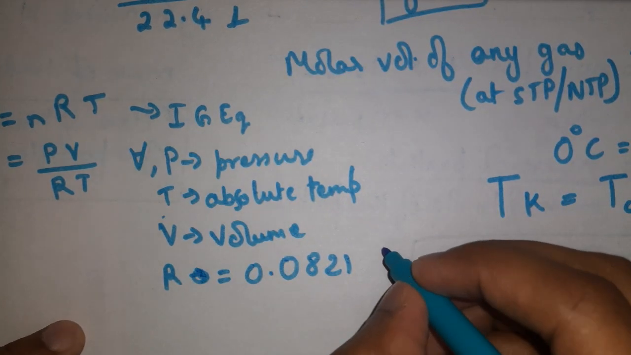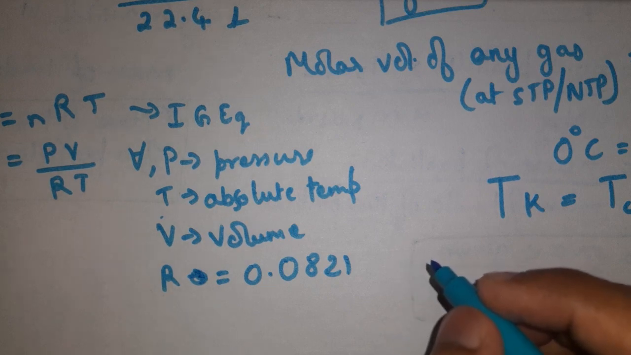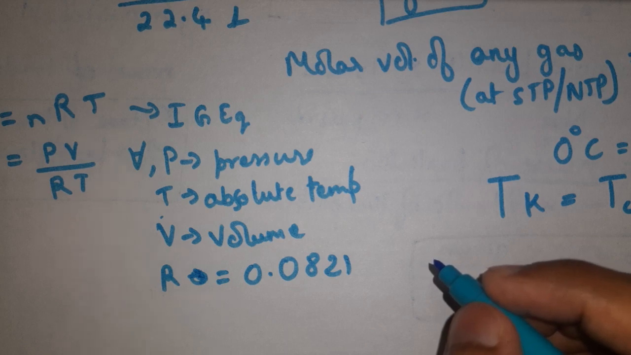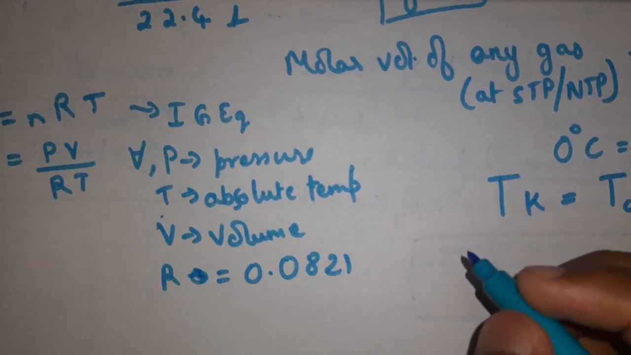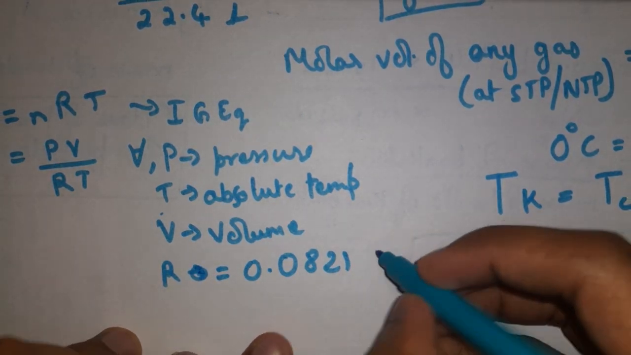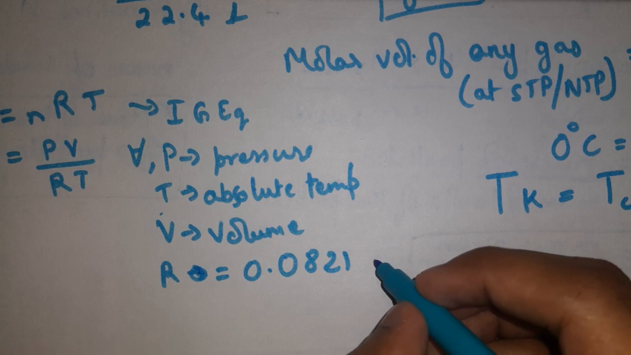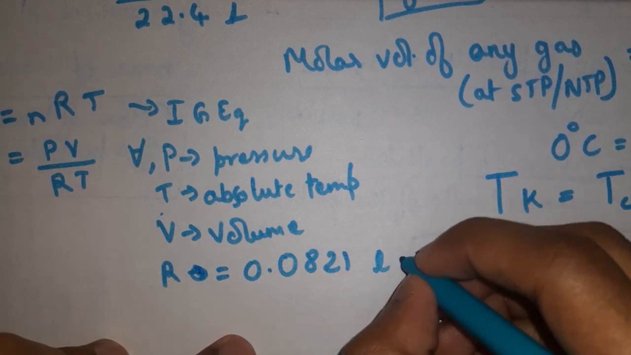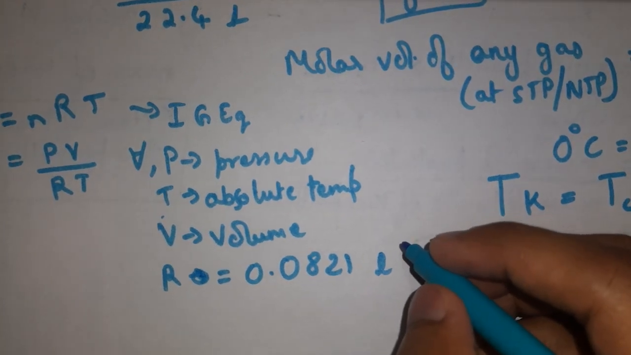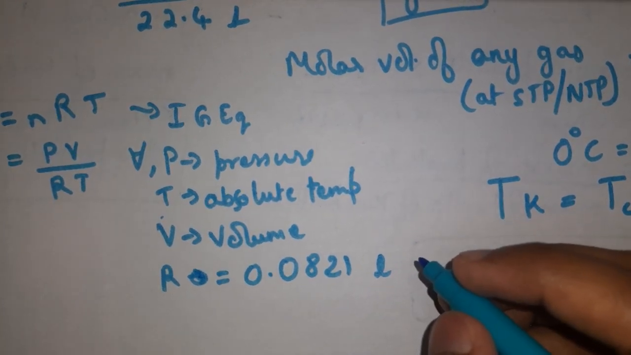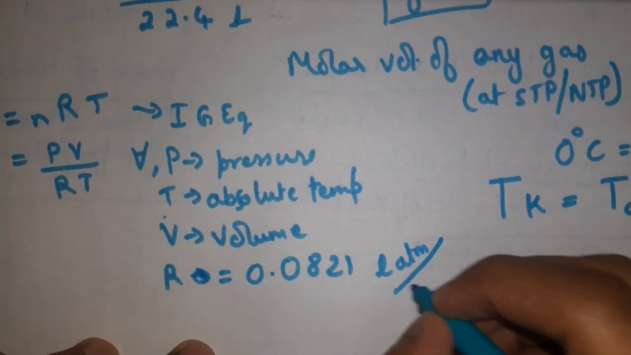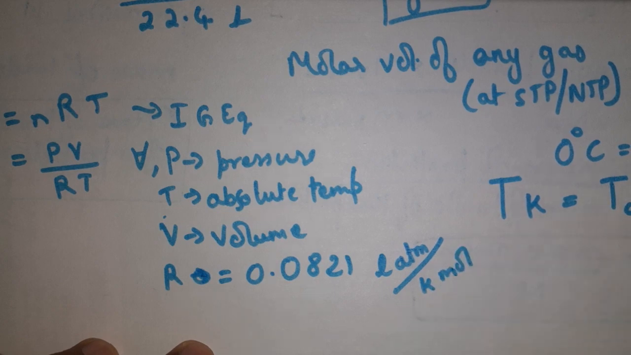Always remember, writing units is very, very important, because maybe sometimes you forget the formula itself, but if you remember the units, you can rederive the formula from it. So R is essentially this 0.0821. Let me check what the units were. Yes, it is liter ATM per Kelvin mole.